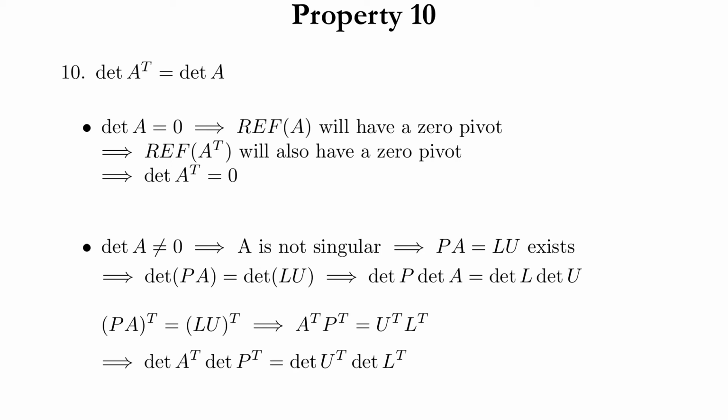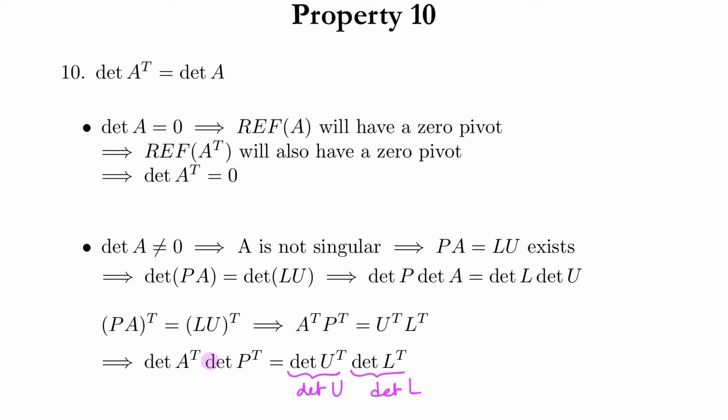Notice that U is an upper triangular matrix and its determinant is going to be the product of its diagonal entries. Now U transpose has the same diagonal entries as U and it is a lower triangular matrix, so its determinant is also going to be the product of its diagonal entries, and hence the determinant of U transpose is simply going to be equal to the determinant of U. In the same spirit, L is a lower triangular matrix and its determinant is equal to the product of its diagonal entries. Now L transpose is an upper triangular matrix with the same diagonal entries as L, which means that the determinant of L transpose is simply equal to the determinant of L.